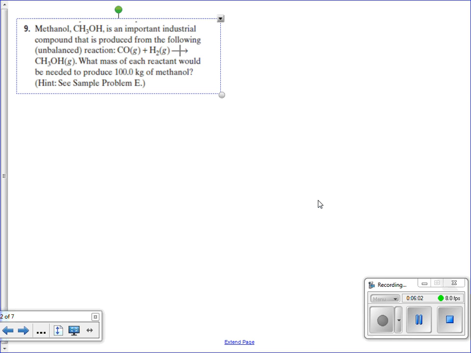Methanol, CH3OH, is an important industrial compound that is produced from the following unbalanced reaction. What mass of each reactant would be needed to produce 100 kilograms of ethanol? All right, so let's balance our equation real quick. I'll write it over here.